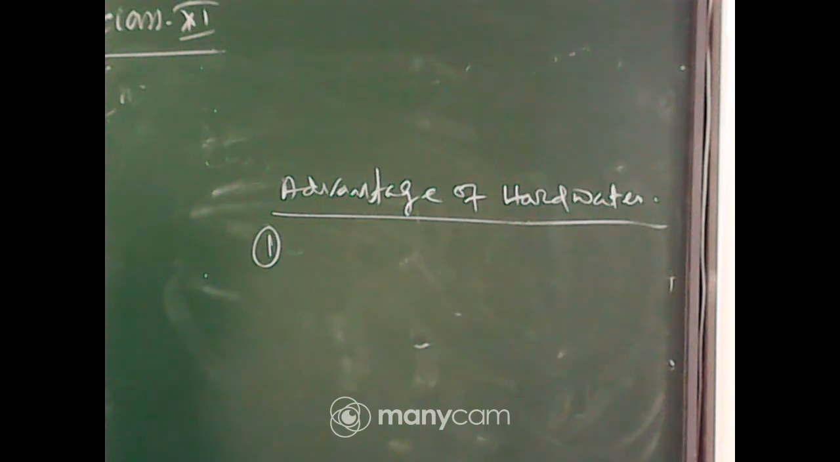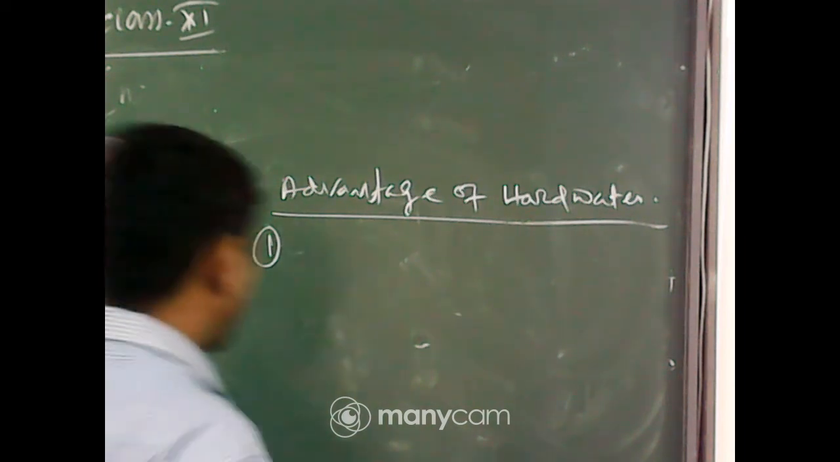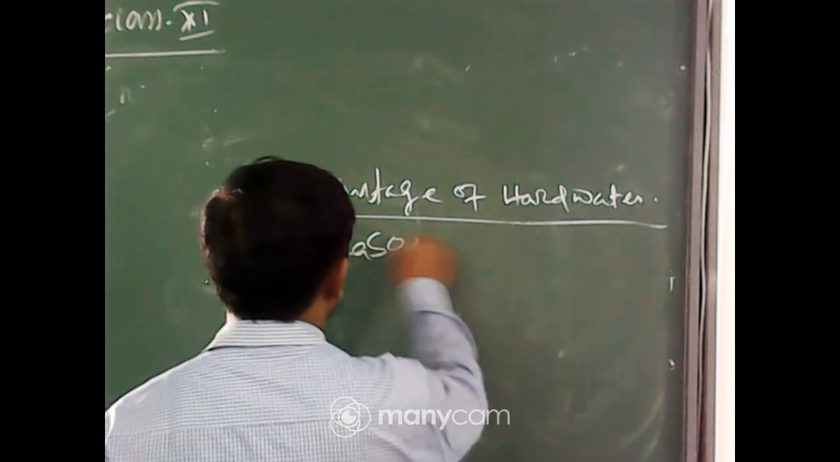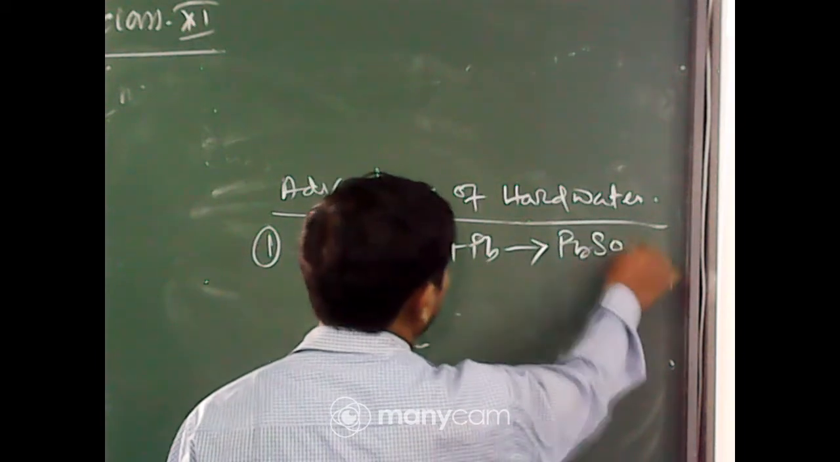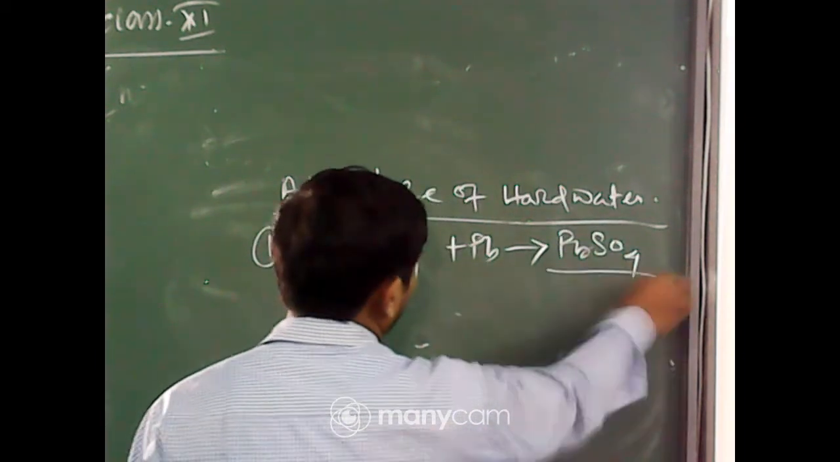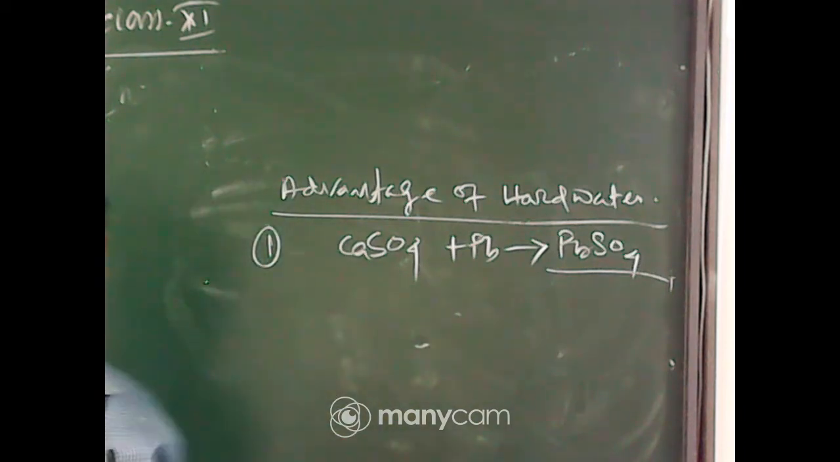How? Hard water checks the poisoning of water by lead pipes, because lead dissolves in water, but if calcium and magnesium are present, and some amount of calcium sulfate is present, then it reacts with the lead pipe. CaSO4 plus lead produces a layer of lead sulfate which is insoluble. So, it becomes a coating, and it is no longer harmful.